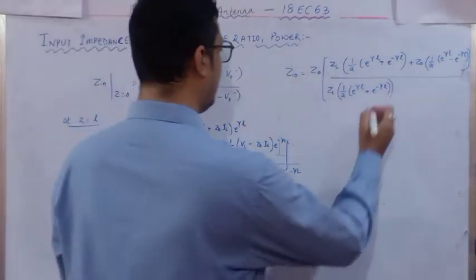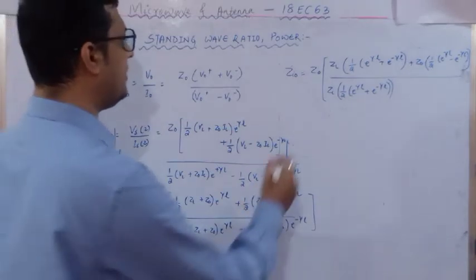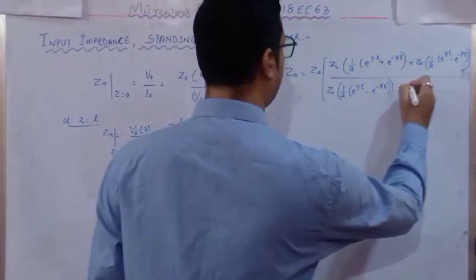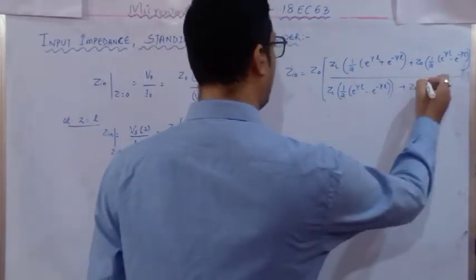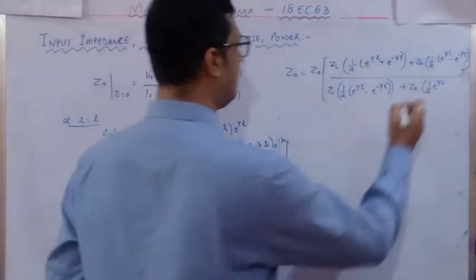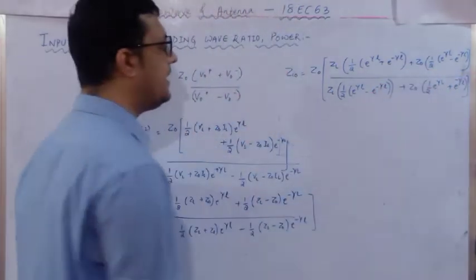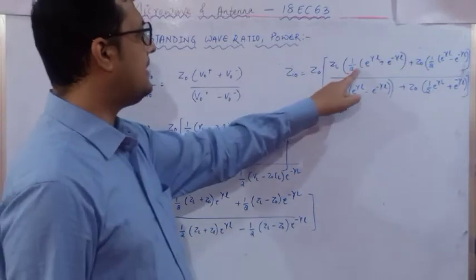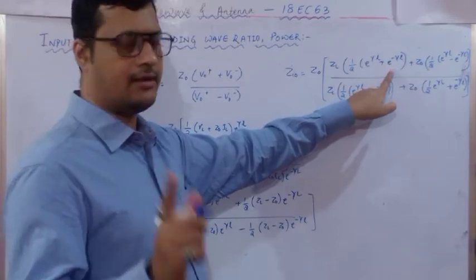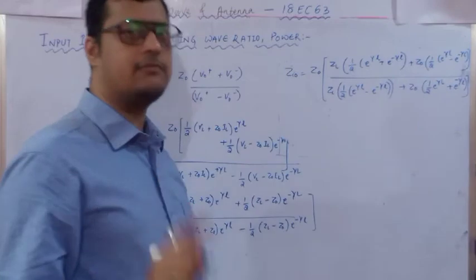And here, due to the presence of minus, so half ZL and minus ZL. So this is minus, it will come here, and then plus Z naught half e to the power gamma L, and this half will be plus e to the power minus gamma L. So these are the relations we are getting. Now, half of e to the power gamma L plus e to the power minus gamma L is one component. e to the power gamma L minus e to the power minus gamma L is another component.